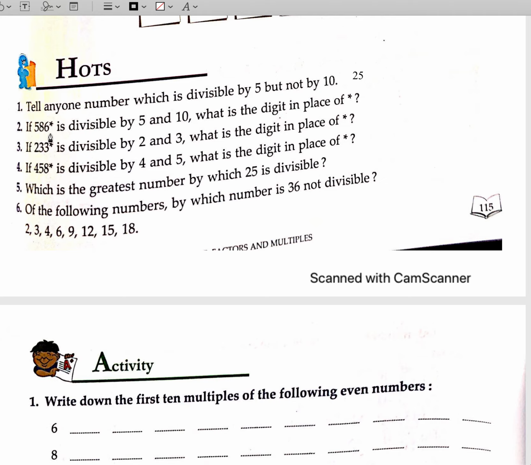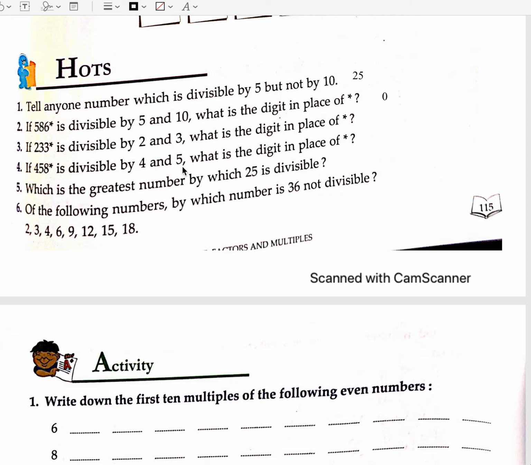If 586 followed by an unknown digit is divisible by 5 and 10, what is the digit in that place? So it has to be 0, because 0 is the only digit which makes it divisible by both. So it's 0.